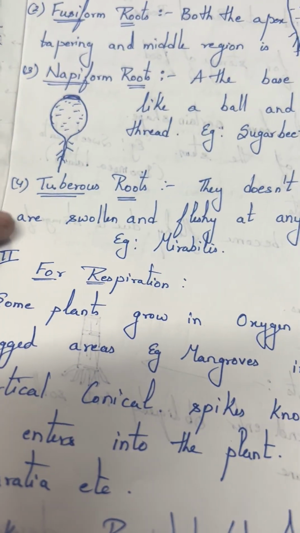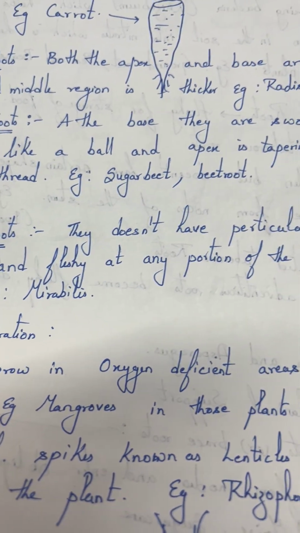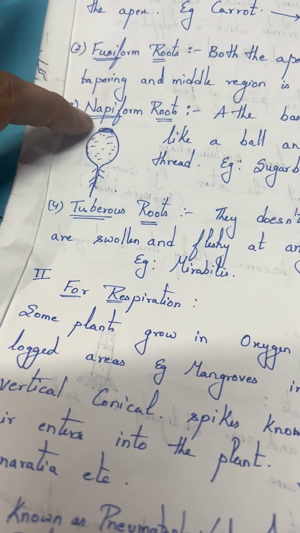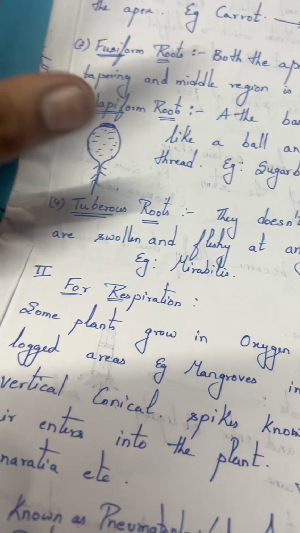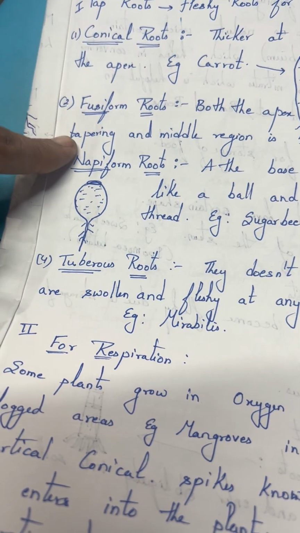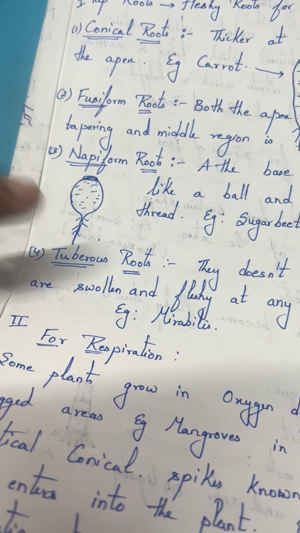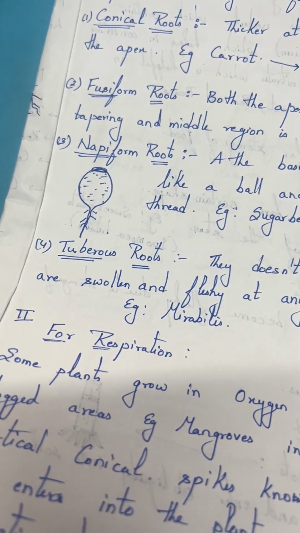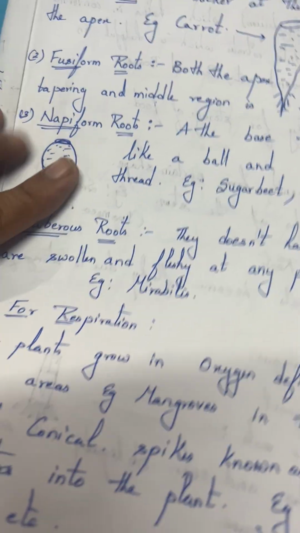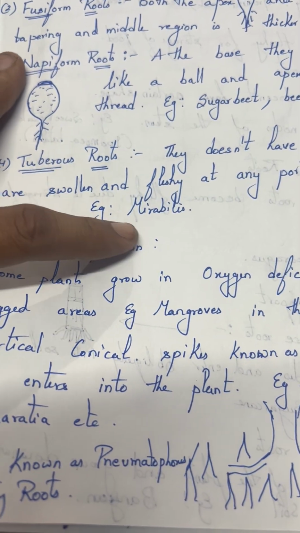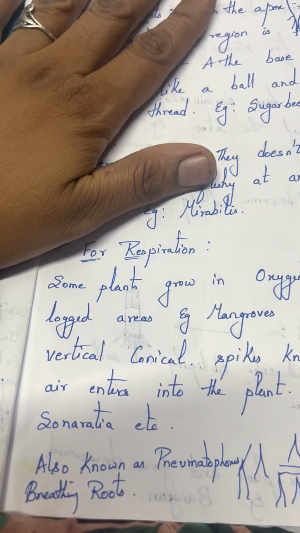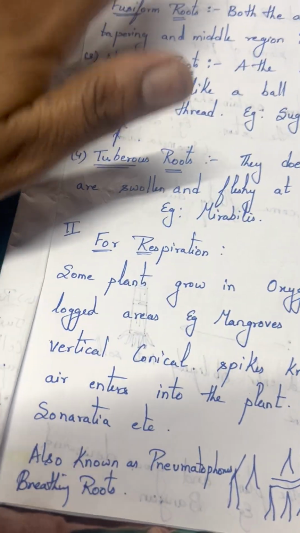And next one is the tuberous roots. They don't have any particular shape, whereas conical, fusiform, napiform roots have particular shapes which we have discussed here. They are swollen wherever the food is stored. Example for tuberous roots is Mirabilis. The first modification was depending upon the storage of food.